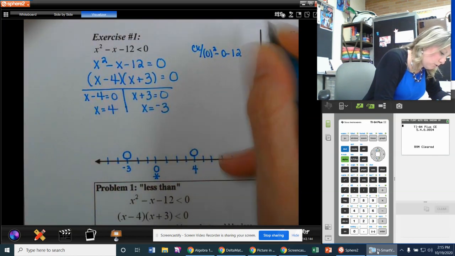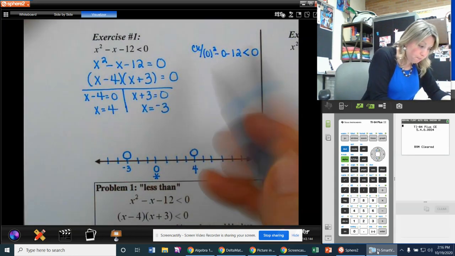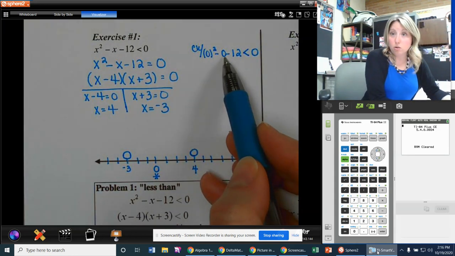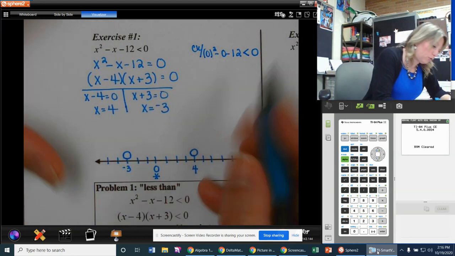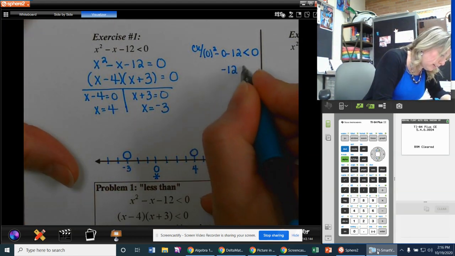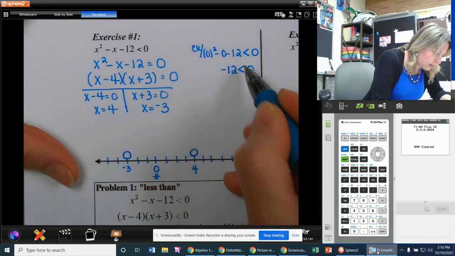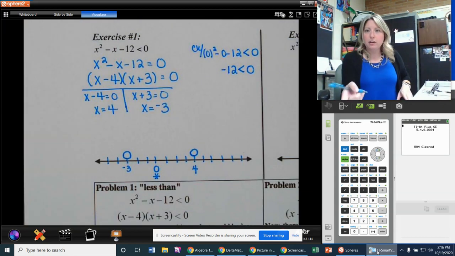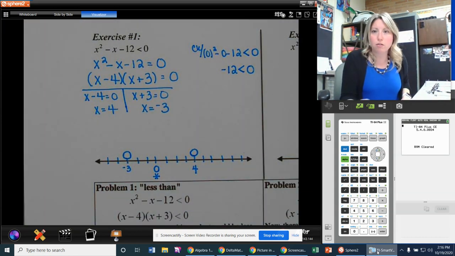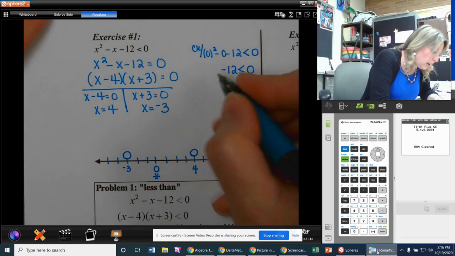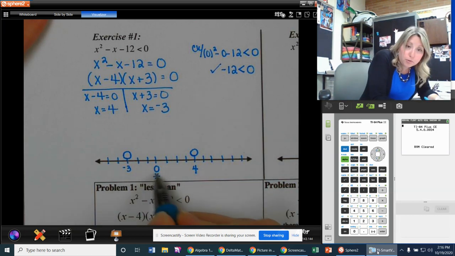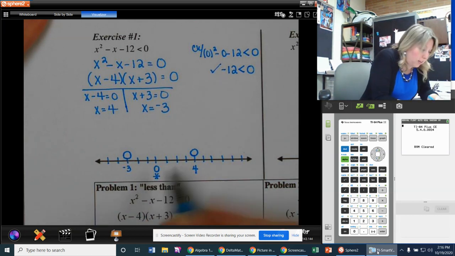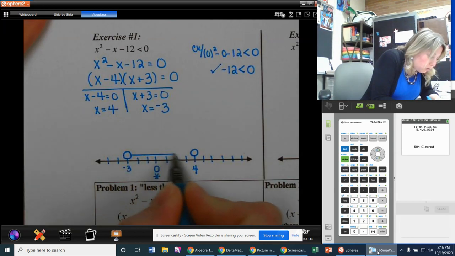So let's see, 0 squared is 0, and 0 minus 0 is still 0. And then 0 minus 12, well, that's negative 12. So negative 12 is less than 0. Is that a true statement? Is negative 12 less than 0? Since negative 12 is less than 0, and that's true, that means I need to cover this 0 here with a line. So that's going to mean a betweenie inequality.